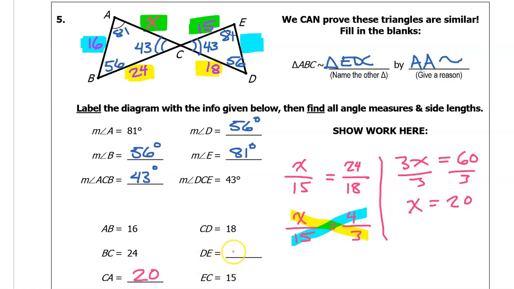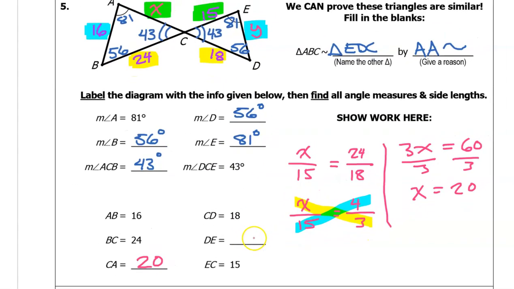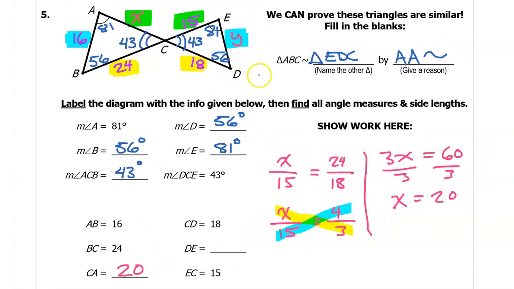All right, let's now find DE. Okay, so side DE is right here. I'm going to call that y. So it's time to set up a new equation involving y. I'm going to change colors here. So I'll do y over 16. Okay, that's blue over blue.